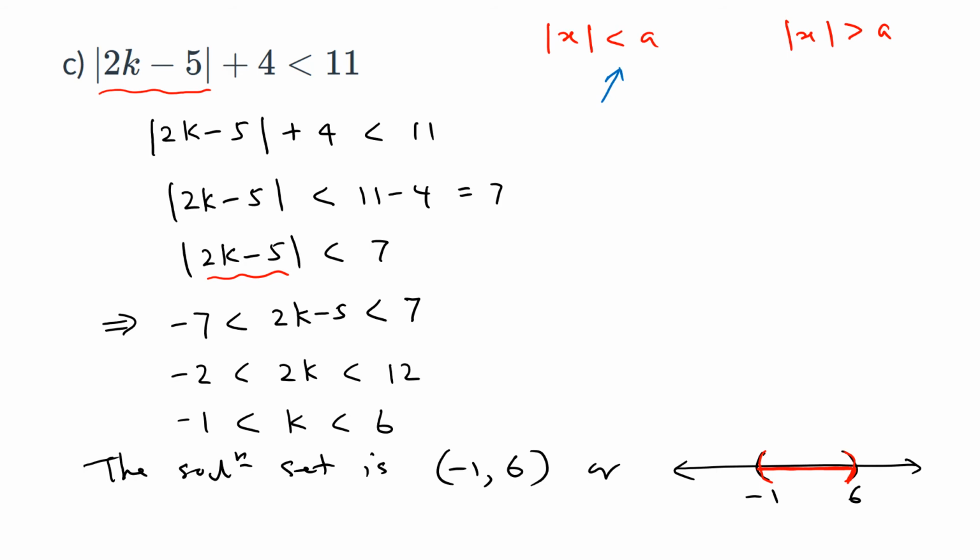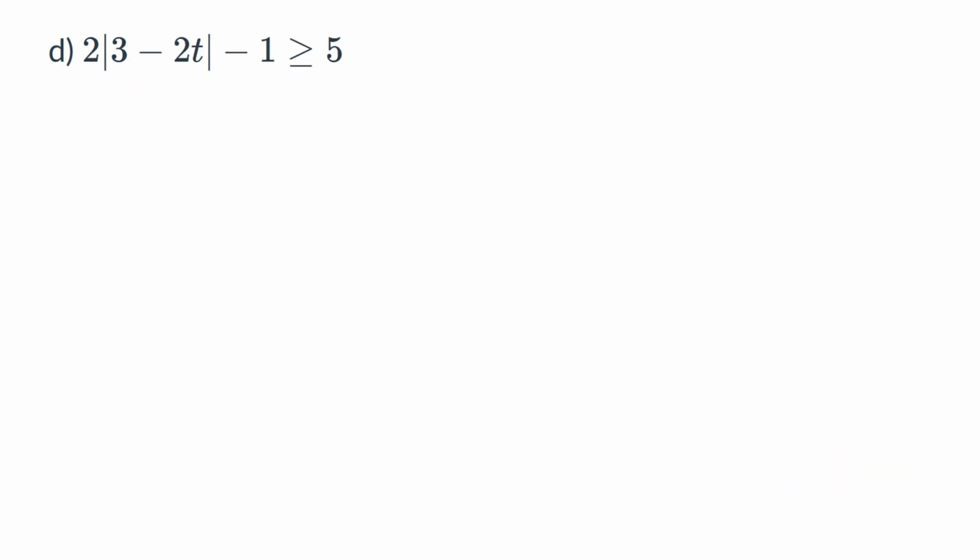So let's go to the last problem of this part. It says 2|3 - 2t| - 1 ≥ 5. Again, you have to bring it to one of those forms, either this form or that form. So let's see what's going to happen. We can isolate the absolute value term first. That means you're going to add 1 to both sides. I'm going to repeat the question first: 2|3 - 2t| - 1 ≥ 5.